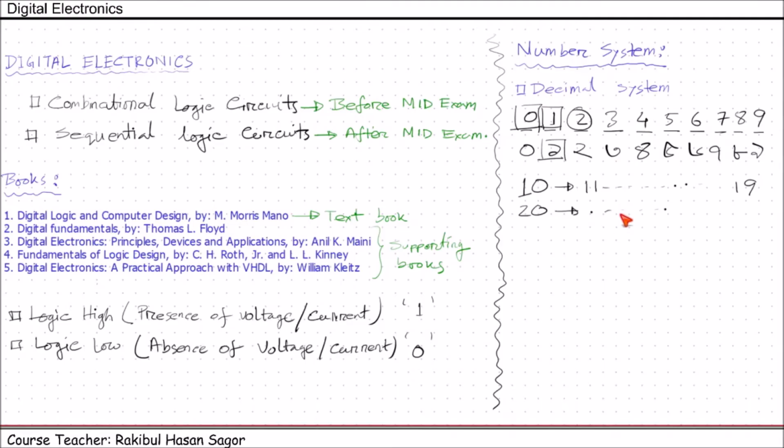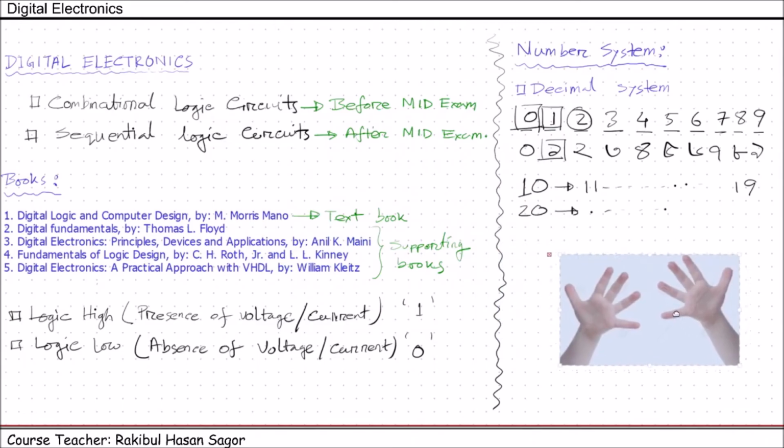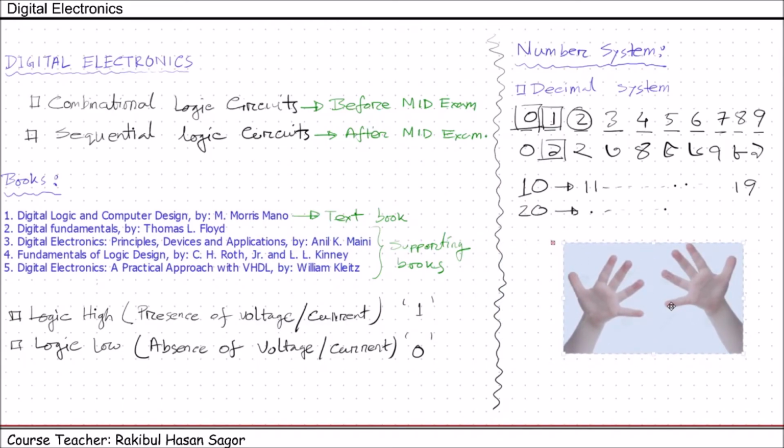History says it came from the number of our fingers. For human beings, we have 10 fingers. In the ancient days, people started counting using fingers. So they took 10 distinct symbols to represent the complete number system. And that is the decimal system.